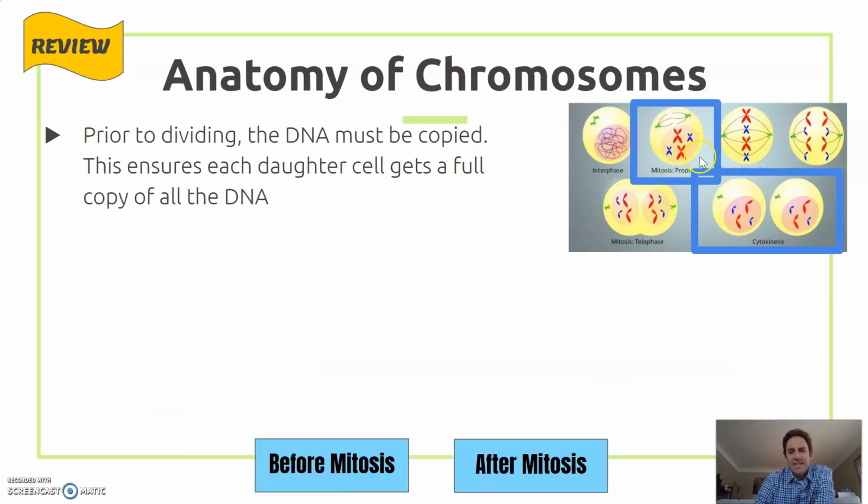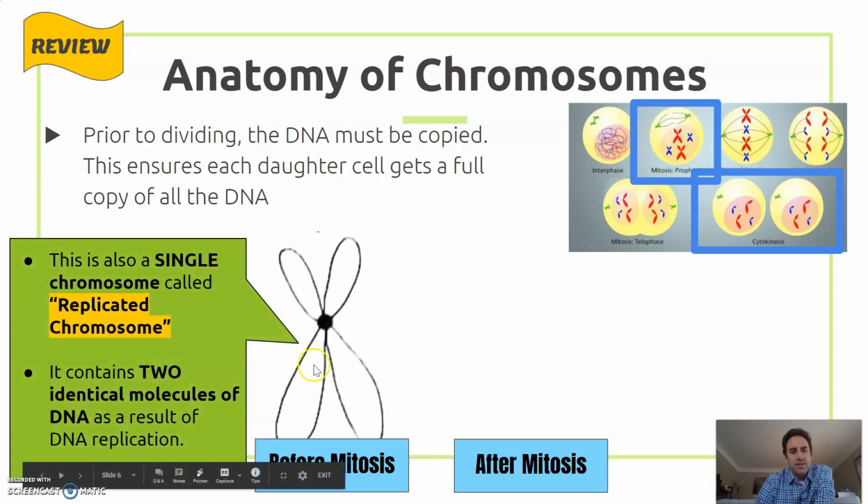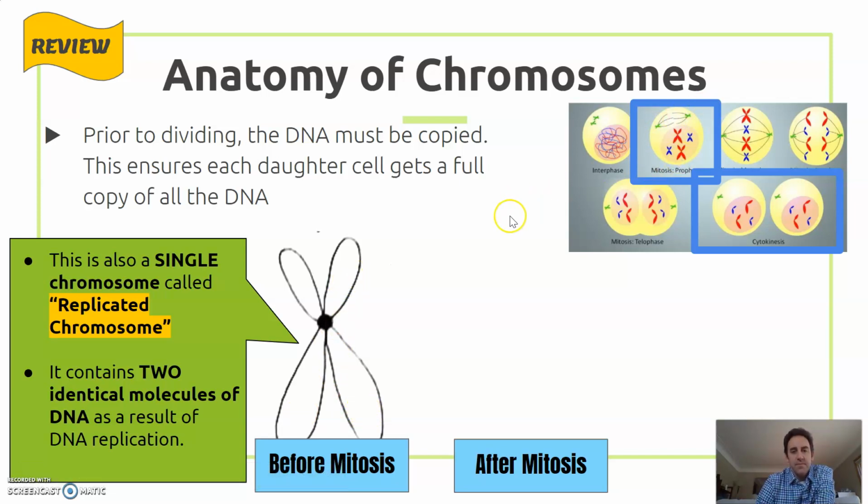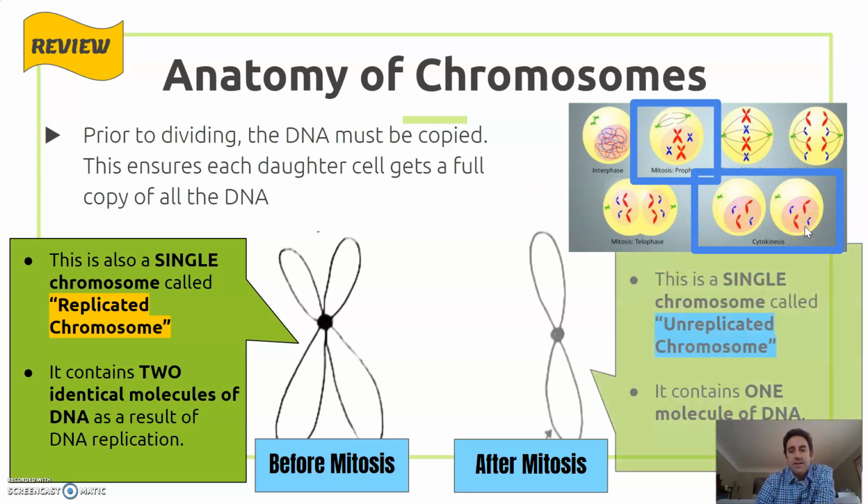So why is it an X sometimes? Why is it a line? Well, remember, before dividing, that DNA is copied. And that, again, ensures that each daughter cell gets a full copy of the DNA. So when it's an X before mitosis, we call this a single chromosome, but there's actually two identical copies of that DNA. So like this half would be one identical copy, this half would be the other, and so we call this an X. It's a replicated chromosome. After mitosis, though, each of these cells here, it's a line.